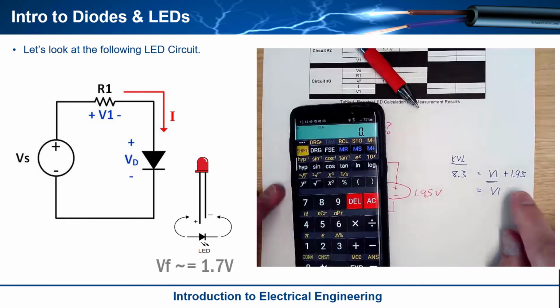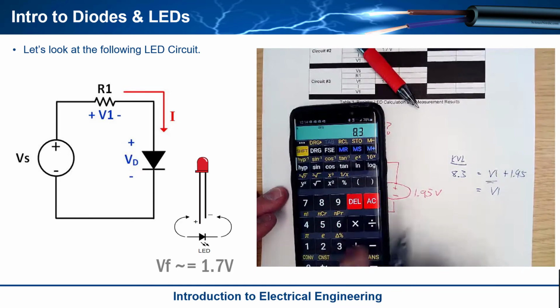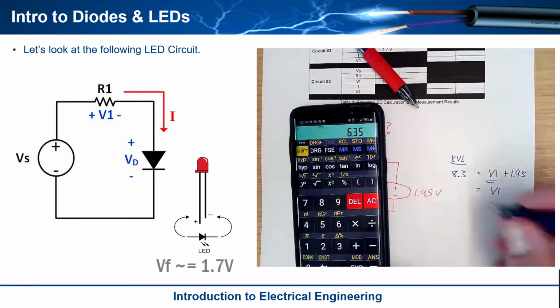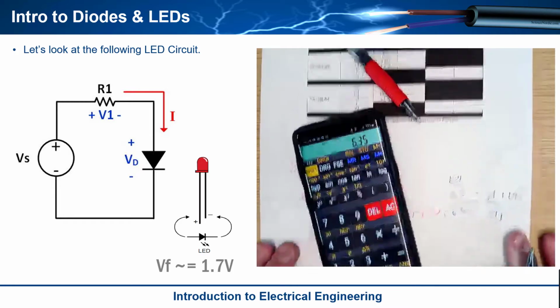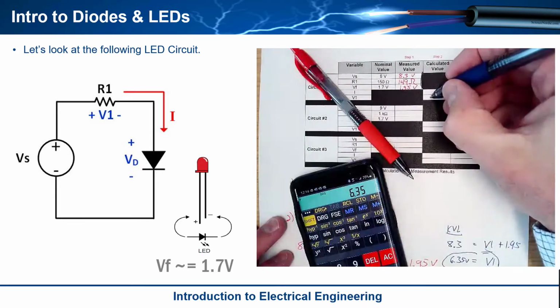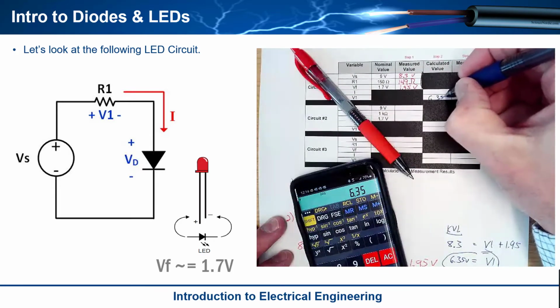So here we go. Let's bring out a calculator and go 8.3 minus 1.95, and I end up with 6.35 volts. So that is the first thing that I've looked at. So I calculated, it's 6.35 volts.